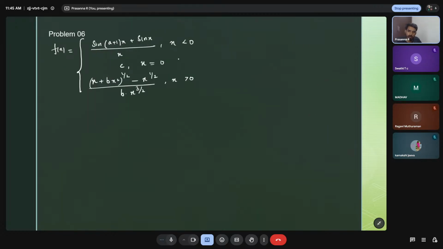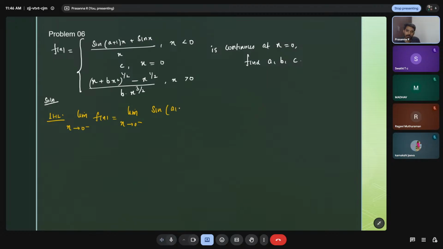The function is continuous at x = 0. Find the values of a, b and c. So first we will find the LHL, the limit as x tends to 0 from the left of f(x). To the left of 0 we have a different function, and to the right of 0 a different function, so we have to do it separately.